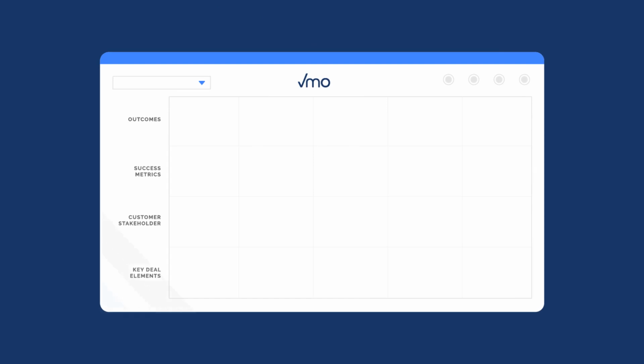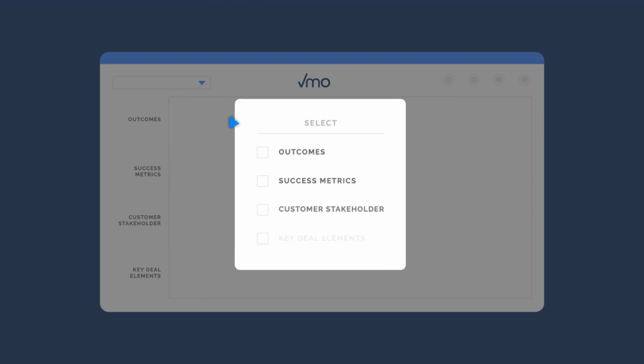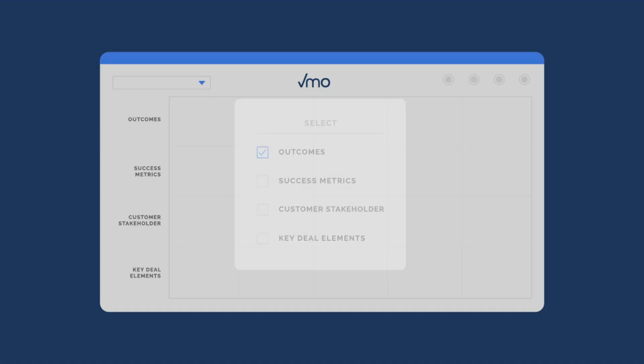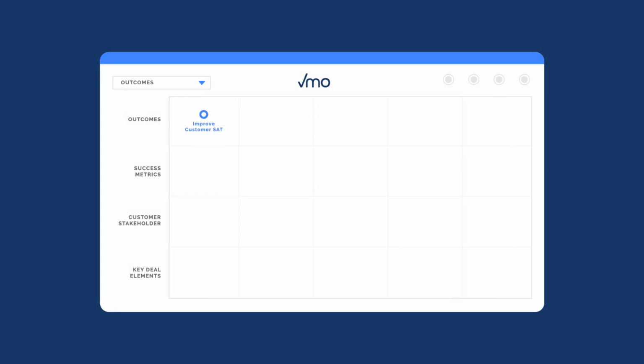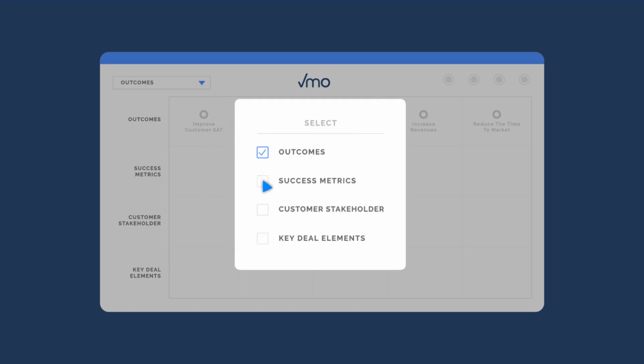What you now see in front of you is the ecosystem platform. And in this scenario, let's assume that the following key outcomes are important to the customer. They want to improve customer sat, they want to reduce costs, they want to improve their uptime, they're looking to increase revenues, and they want to reduce the time to market. Well, meeting with the customer, we've determined the following success metrics are important to them.